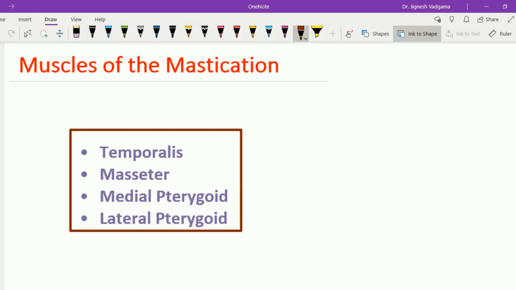Hello all, let's talk regarding the muscles of mastication. These muscles include the temporalis muscle, masseter muscle, medial pterygoid muscle and lateral pterygoid muscle. Before going into the details of these muscles of mastication, let's orient with the bony landmarks from where these muscles are going to arise.